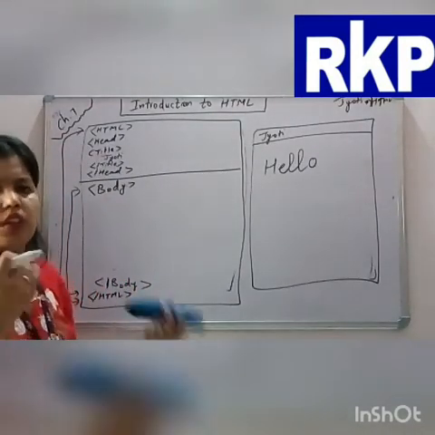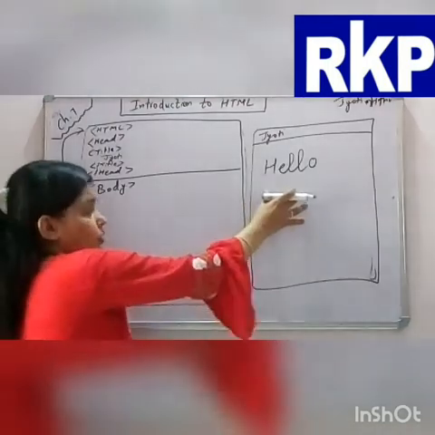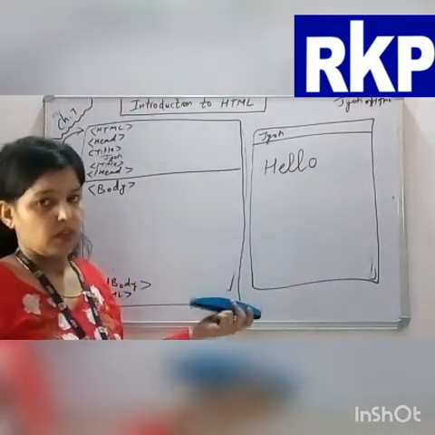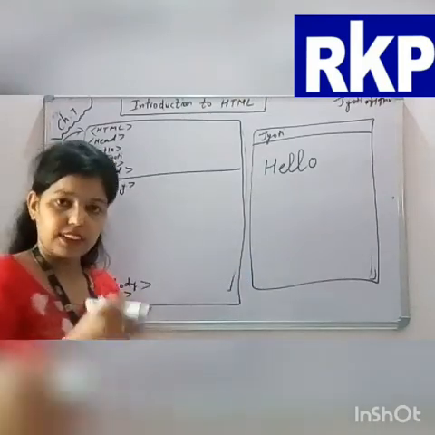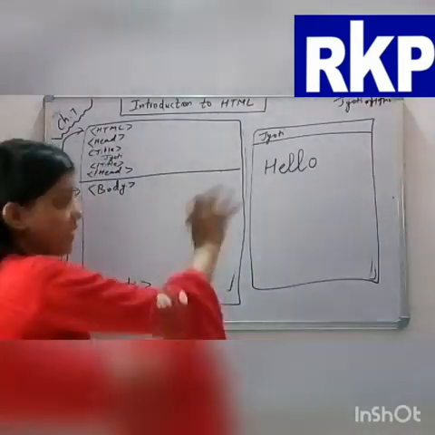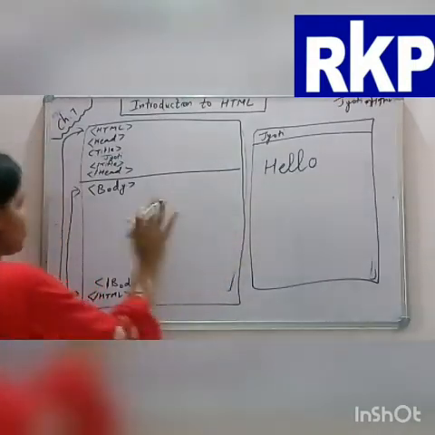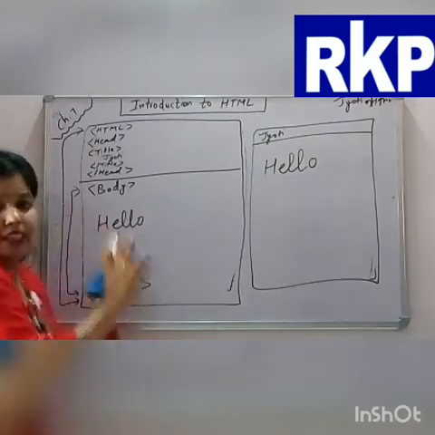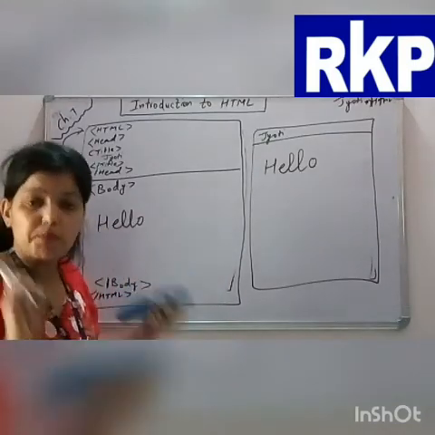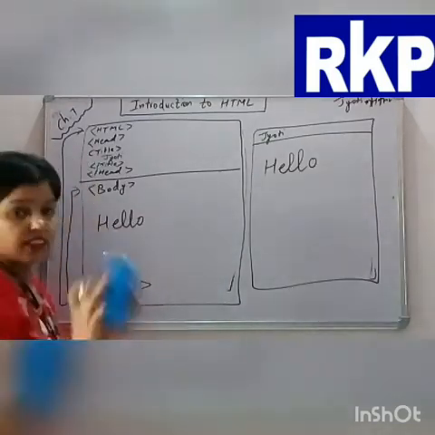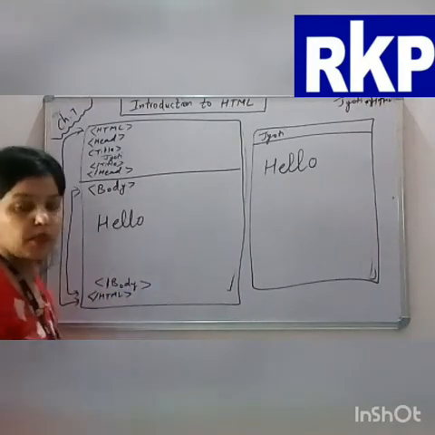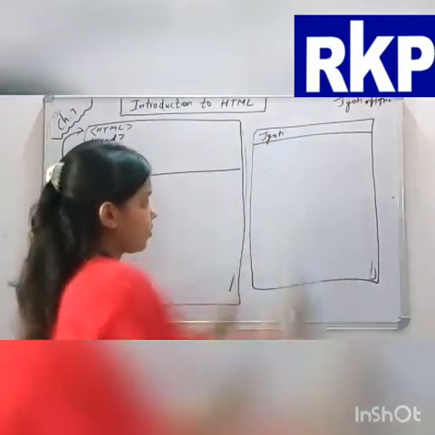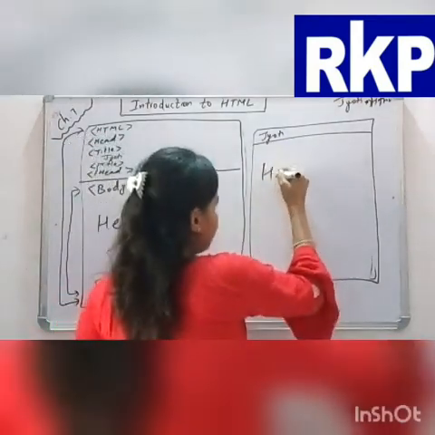So what you have to do, I told you, for the text or the data you don't need to use any tag. Okay, for the body, for the head, title you need tags, but for the data you don't need any tag. So just write hello here, inside the body. This is a text. This is simple text. So don't use any tag or brackets. It's a simple text. So write hello here. After writing this, you will get your web page like this.